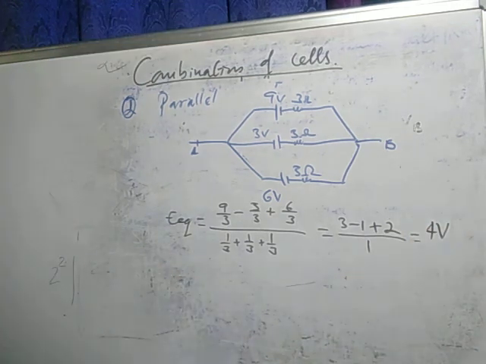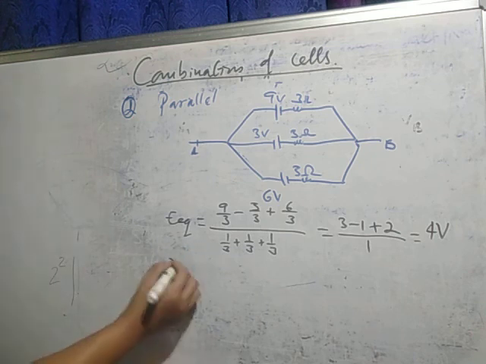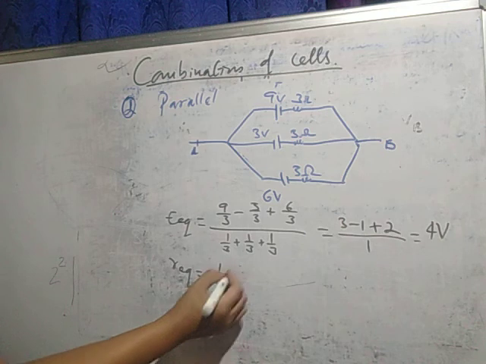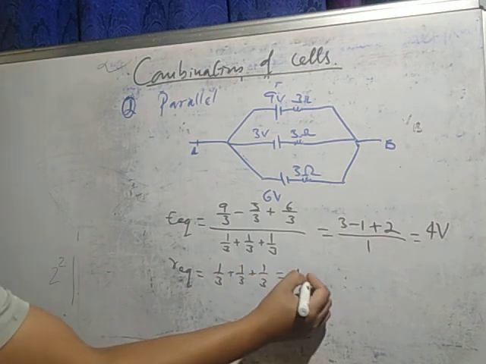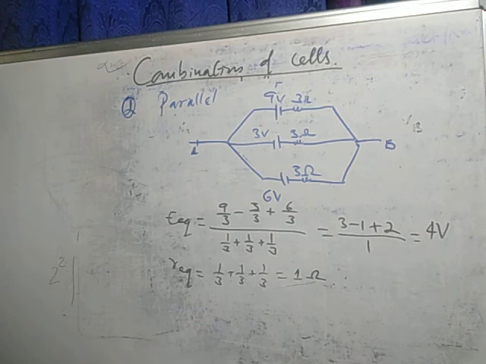Right. Now resistance, 1 ohm, isn't it? Equivalent resistance. R equivalent equals to how much? 1 by 3 plus 1 by 3 plus 1 by 3. 1 ohm. Clear? So hope you cleared this one.